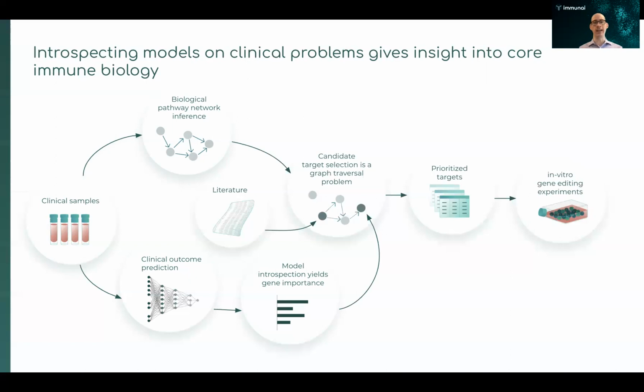Right, so the idea is we combine the network with the genes that we've learned from our model of which ones are important. And obviously, we're not doing this in a vacuum, so we're going to use some literature as well. And by traversing this network from a couple of starting points, we can construct basically a list of target genes. And this list of target genes, let's say 100 genes, goes into gene editing experiments.